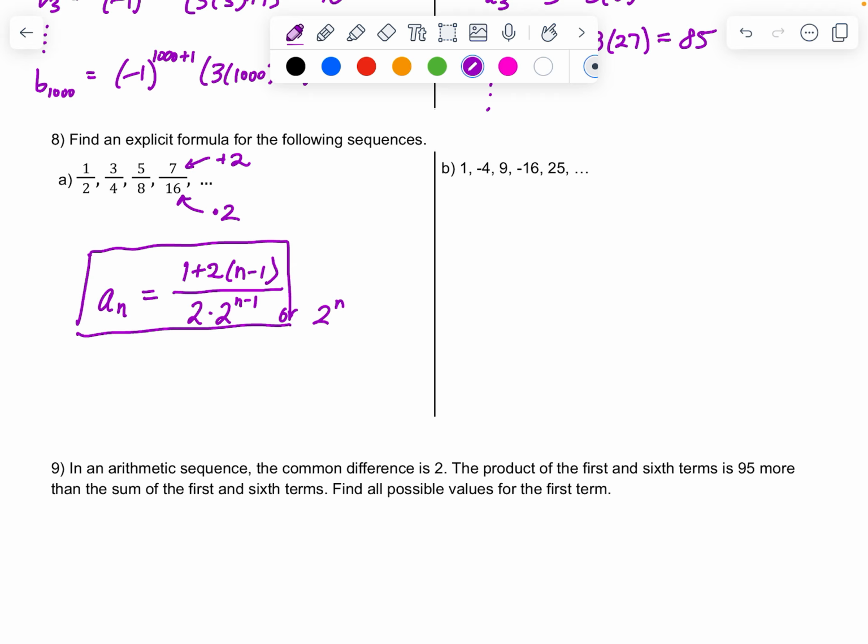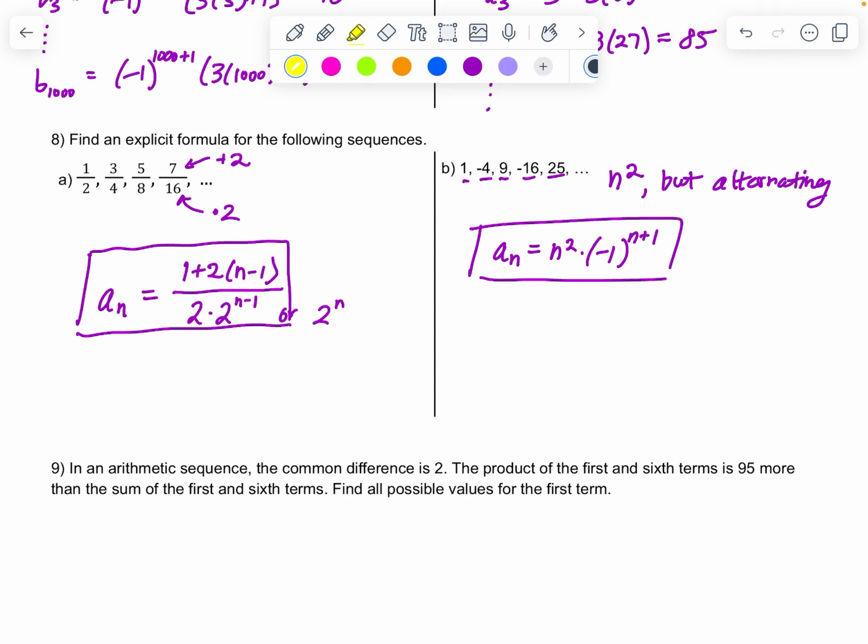And then this one has a pattern of n value squared, but it's alternating. So here's how we write that. a sub n would be n value squared, right? Like 1 squared, 2 squared, 3 squared, 4 squared, 5 squared. But if we wanted to show that it was alternating, we want it to be times negative 1 to the n plus 1 power. We want the first one to be positive, so 1 plus 1 power, the next one to be negative, and so forth. So that's how we show alternating sequences, is we add this part.